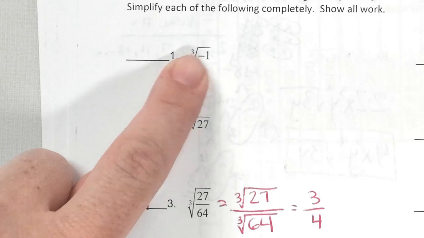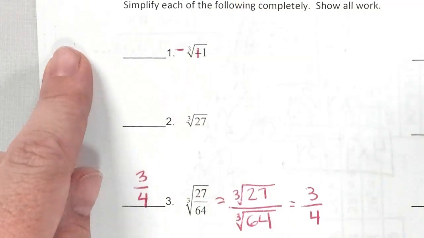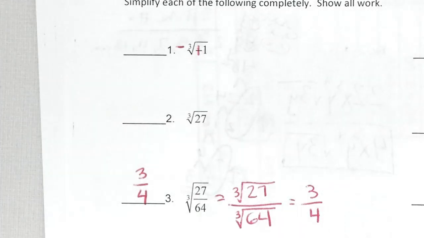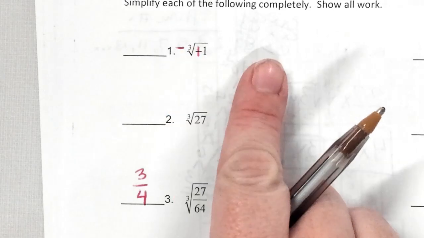It's negative, but it's an odd root. Is that okay? So I take it out as a negative because it's odd and it's allowed. What is the root? Doesn't even matter which root. This is a cube root of 1. Well, what's 1 times 1 times 1? 1. So 1 cubed is 1. And doesn't the cube root cancel the cube?